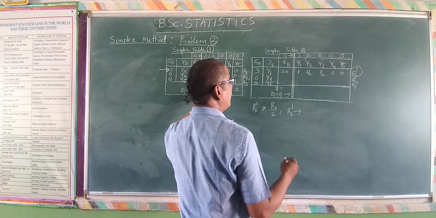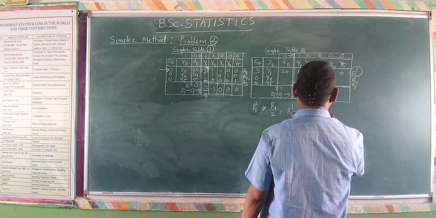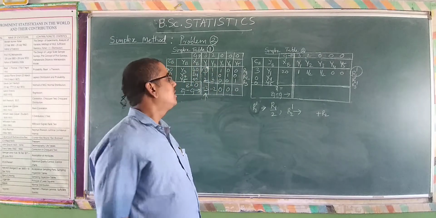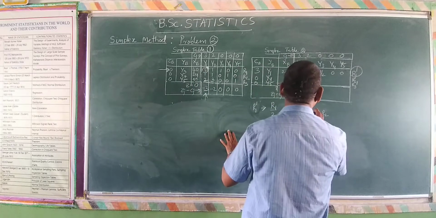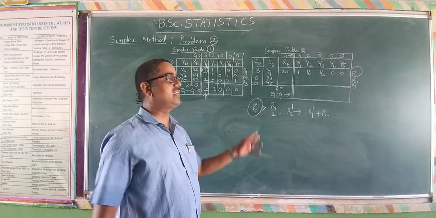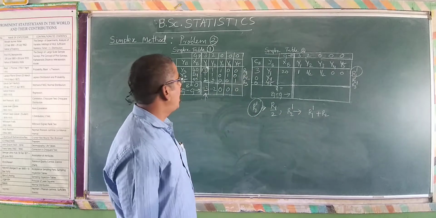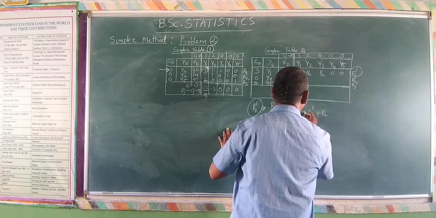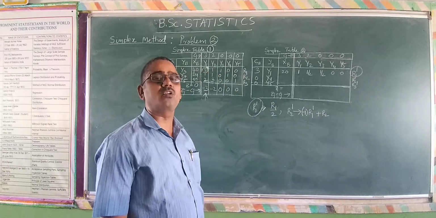What is R2 dash? I write the operation: plus R2, and what you have to multiply is always R1 dash, the first entered row. You have to multiply with, here it is 1, therefore minus 1. So minus 1 into R1 dash plus R2. That is what you have to do.